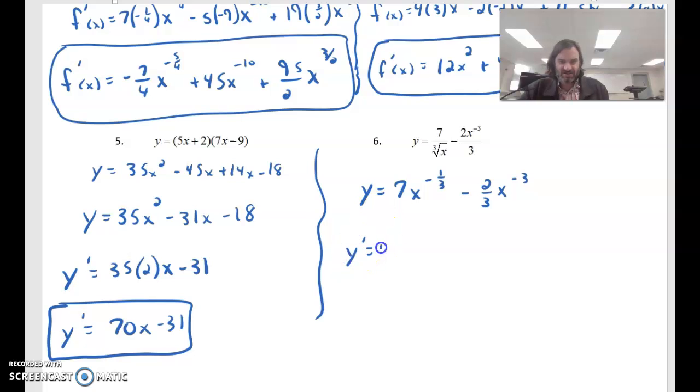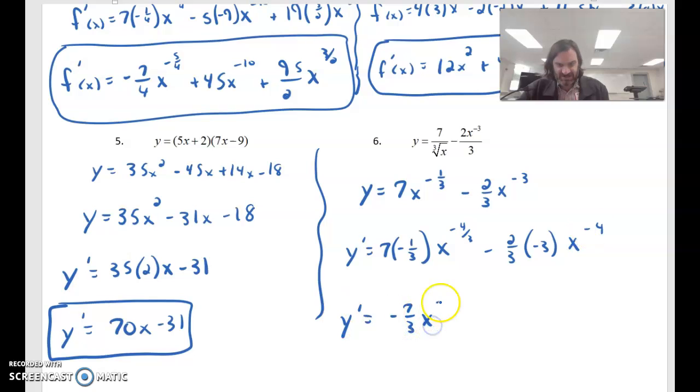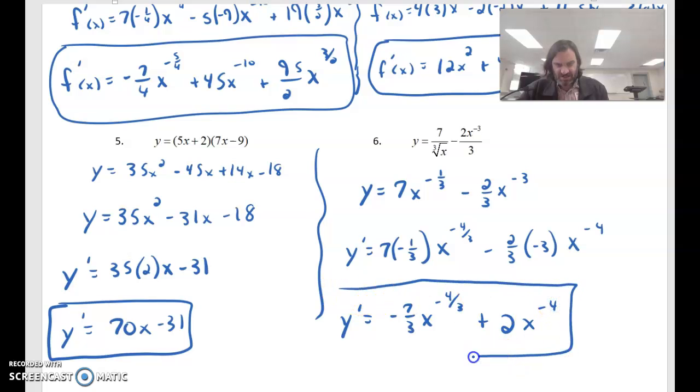Derivative time, 7 times negative 1/3 times x to the negative 4/3 minus 2/3 times negative 3 times x to the negative 4. So cleaning that up a little bit, it'll be negative 7/3 x to the negative 4/3 plus 2 x to the negative 4. Okay, just getting used to these rules.